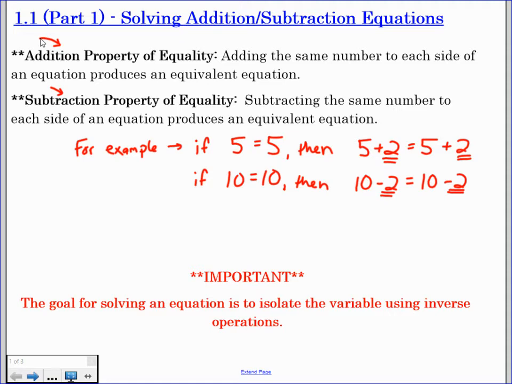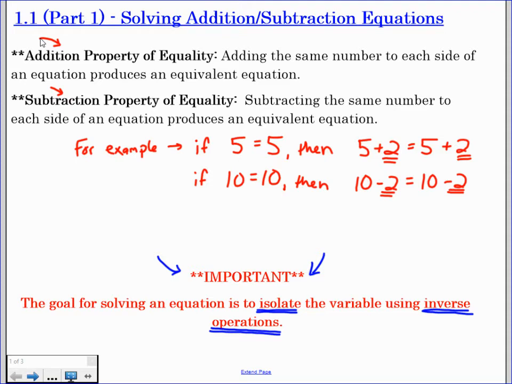Okay, this down here is super important. We're going to be solving equations for a little while here. The goal for solving an equation is to isolate the variable. You should know what isolate means. It just means get it by itself. Get the variable by itself. Isolate the variable using inverse operations. The inverse of addition is subtraction, and vice versa. The inverse of multiplication is division, and vice versa. We're using inverse operations. We're going to try to undo things to get the variable by itself.